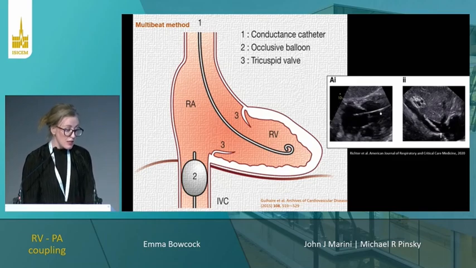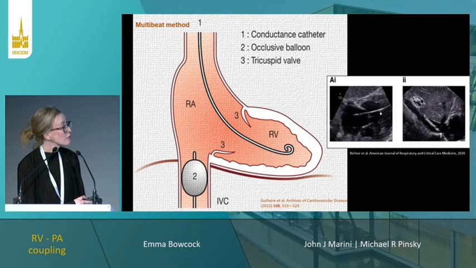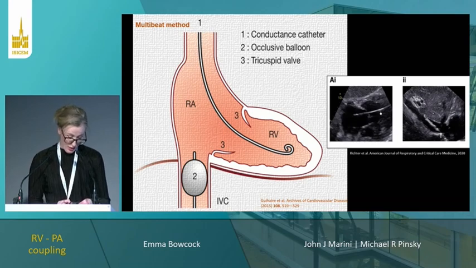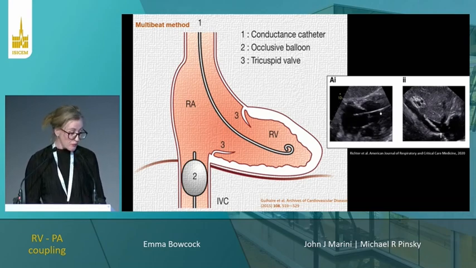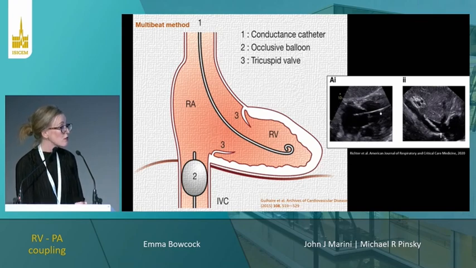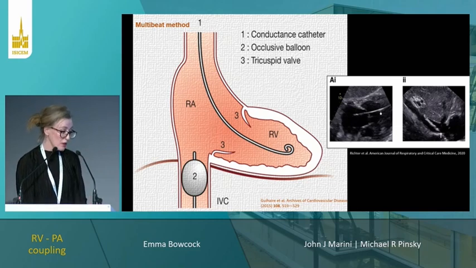So the ways that we can measure RV-PA coupling, the gold standard is using a multi-beat method, where we use a conductance catheter to measure simultaneous pressures and volumes. And then we can reduce the volume to make a family of curves using IVC occlusion balloons or the Valsalva maneuver. And you can see in this patient here, we have the conductance catheter and an IVC balloon.